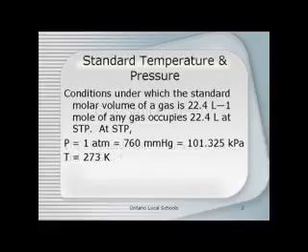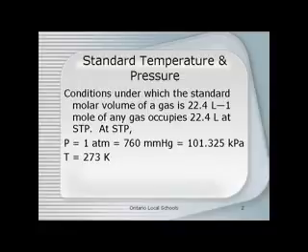I want to look first at defining standard temperature and pressure. Standard temperature and pressure are the conditions under which the standard molar volume of gas is 22.4 liters. What that means is 1 mole of any gas will occupy 22.4 liters at STP. At STP, our pressure is equal to 1 atmosphere. If we want to put that in different units, we can: 760 millimeters of mercury or 101.325 kilopascals. Those are the two most common other units you'll be using.